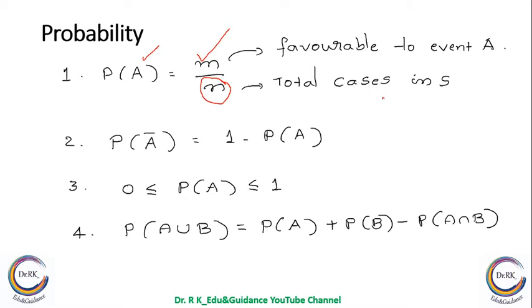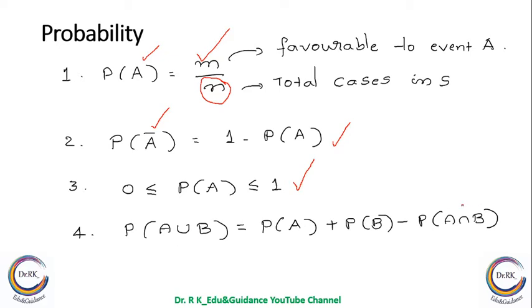Even though we discussed three types of definitions related to probability, this is the one we are going to use most of the time. The second one is, if A is an event, then A bar is its complement, where the probability of A complement equals 1 minus P of A. That means the probability of an event plus the probability of its complement is always 1. And the third point is, probability always lies between 0 and 1, including 0 and including 1. As discussed in the previous sessions, if P of A equals 0, then it is an impossible event. If P of A equals 1, then it is an event which is going to happen certainly. That's why it is called a certain event.